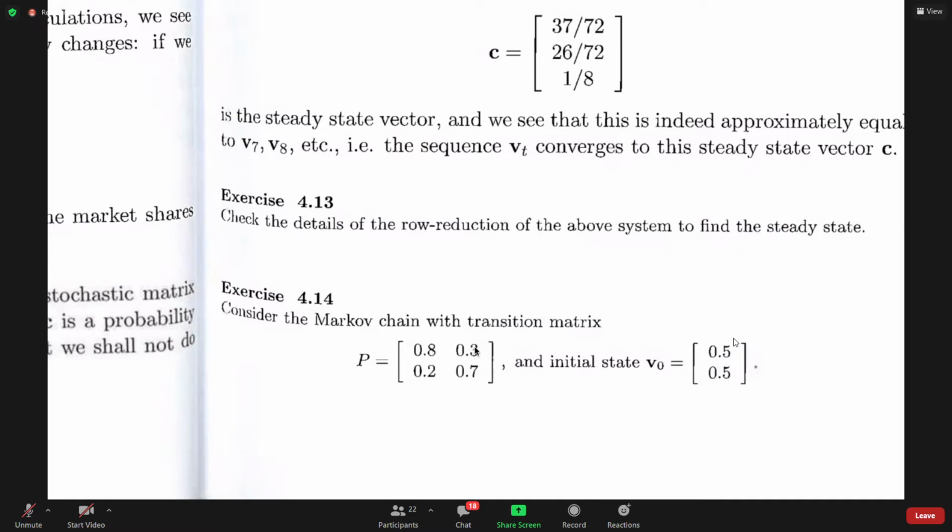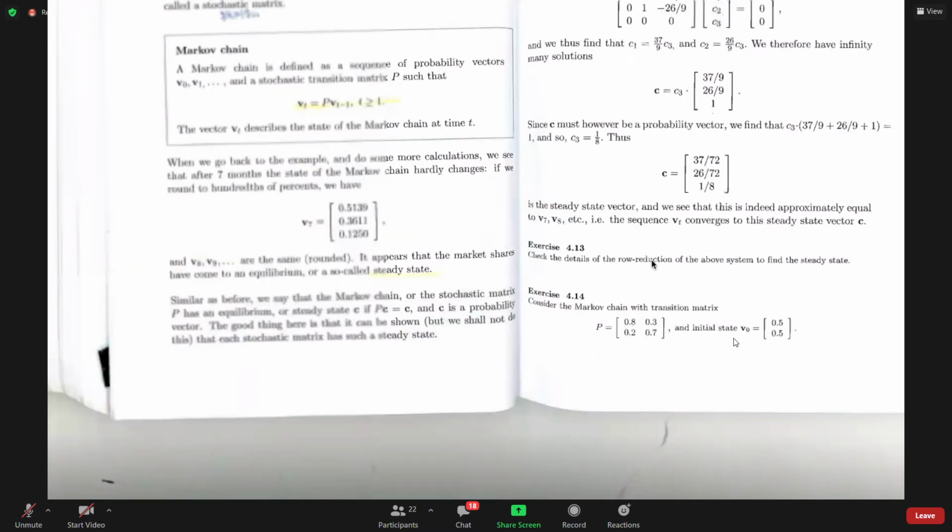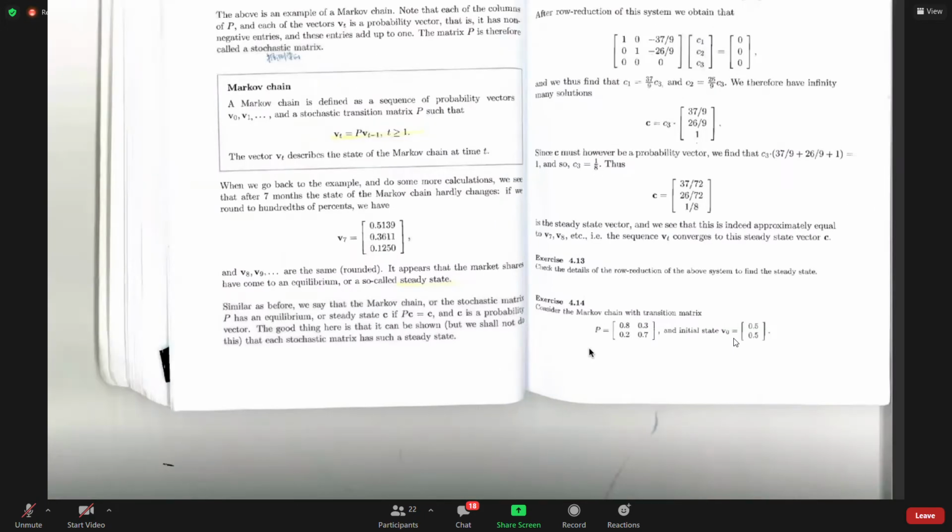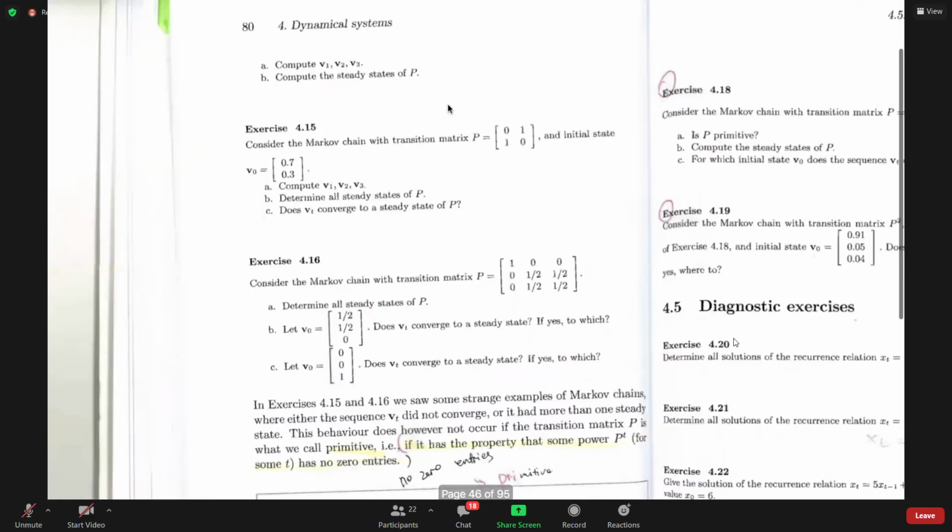0.8 plus 0.2 is 1, 0.3 plus 0.7 is 1. Good. So this is our transition matrix, and it describes something. Our initial state V0, this is our vector, which tells us at the position in time 0, we have a probability 0.5 and 0.5 of something happening in regards to our Markov chain. We don't have too much information about this Markov chain. They're not relating it to anything market related or anything school related, so we can't really give meaning to these values. However, it doesn't change anything on how we work with them.